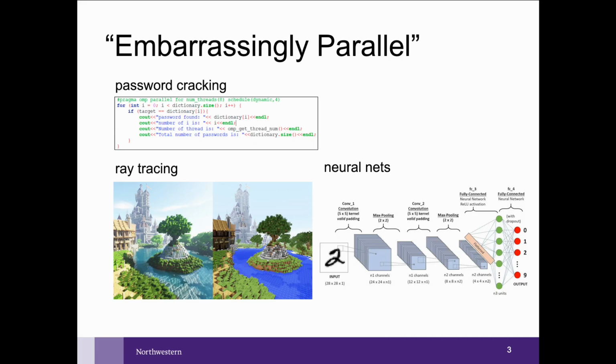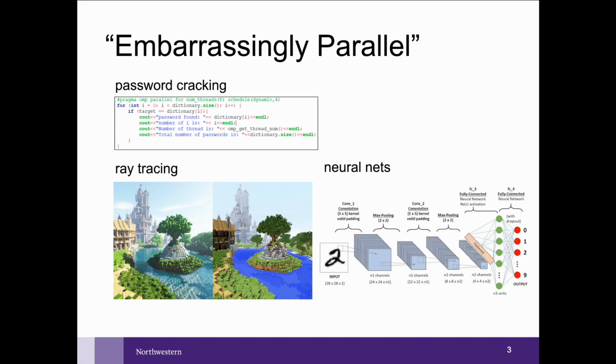There's a term for tasks that are particularly easy to parallelize called embarrassingly parallel, which means that it's kind of obvious how they can be broken down into groups of tasks. So some classic examples are password cracking with a list, ray tracing in video games, and, most relevantly, neural networks on a GPU.